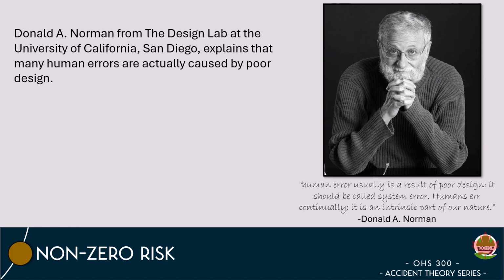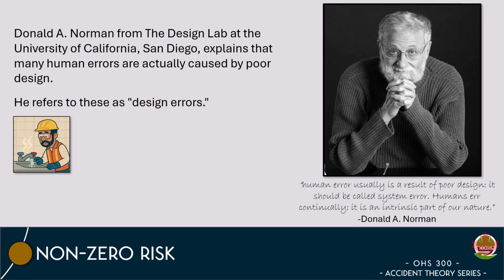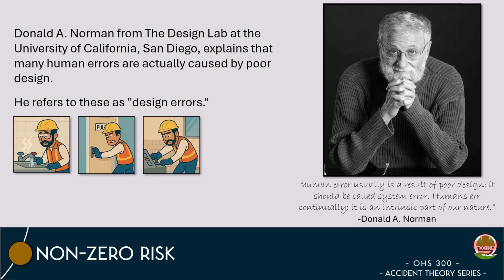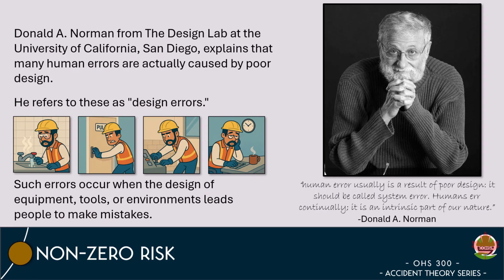Donald A. Norman from the Design Lab at the University of California, San Diego, argues that many errors are often unavoidable due to poor design, referring to these as design errors. Examples include faucet knobs that are installed backwards, doors that are designed to be pulled but look like they should be pushed, machinery that forces poor operator posture, and shifts that require workers to maintain vigilance for excessively long periods. Such errors occur when the design of equipment, tools, or environments leads people to make mistakes.